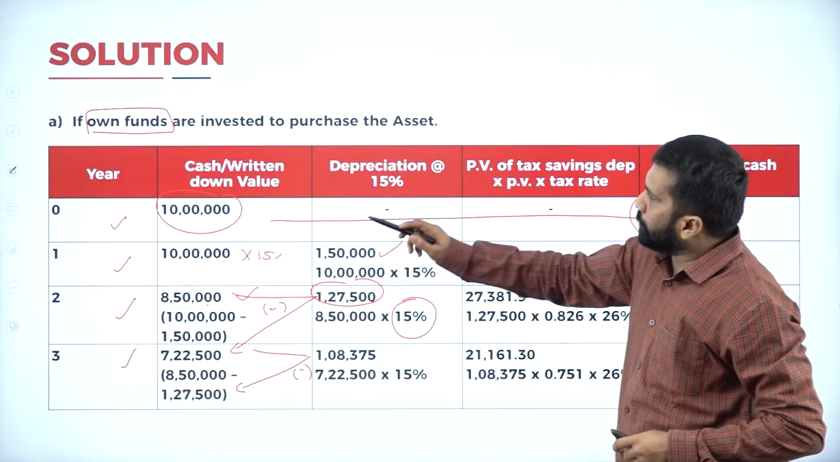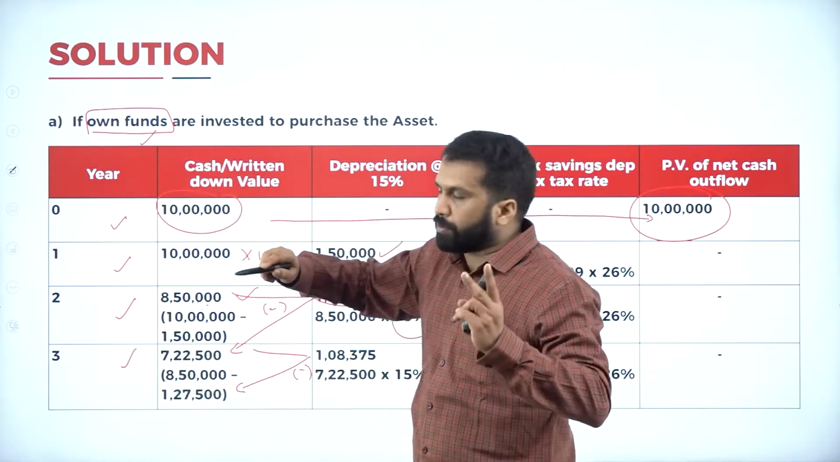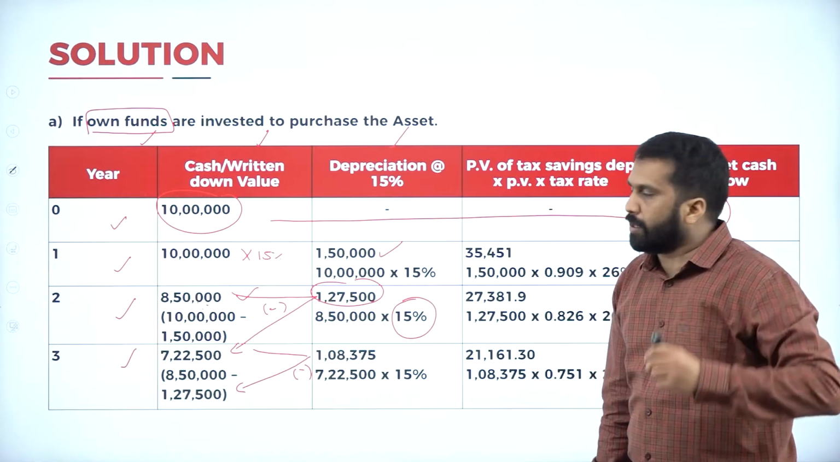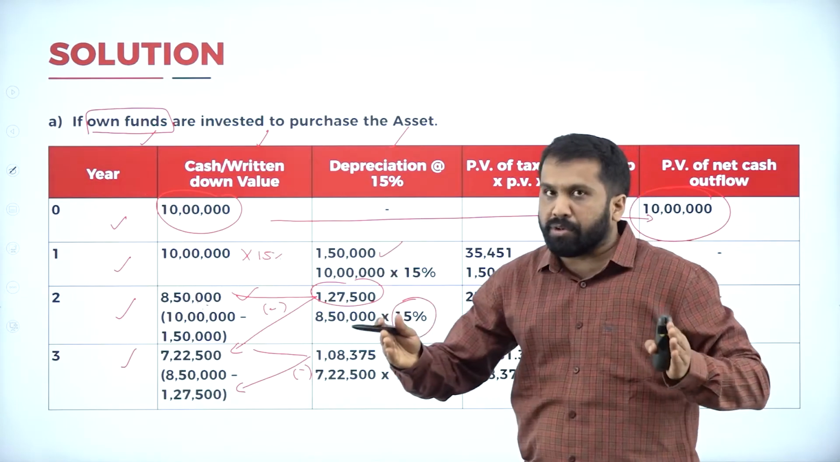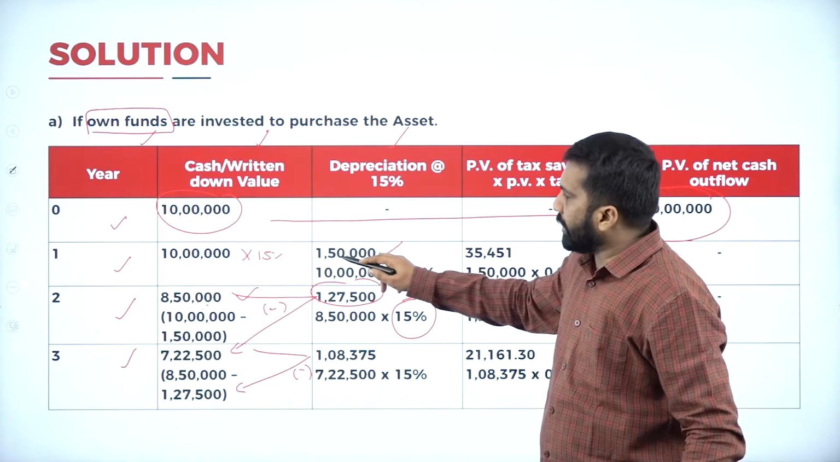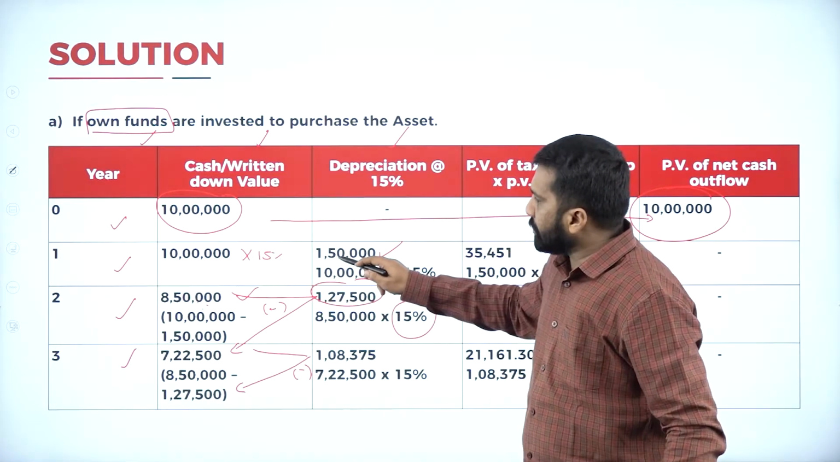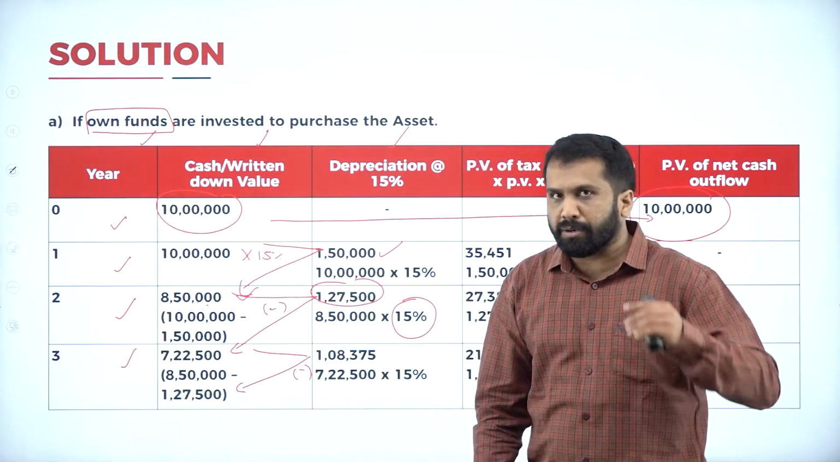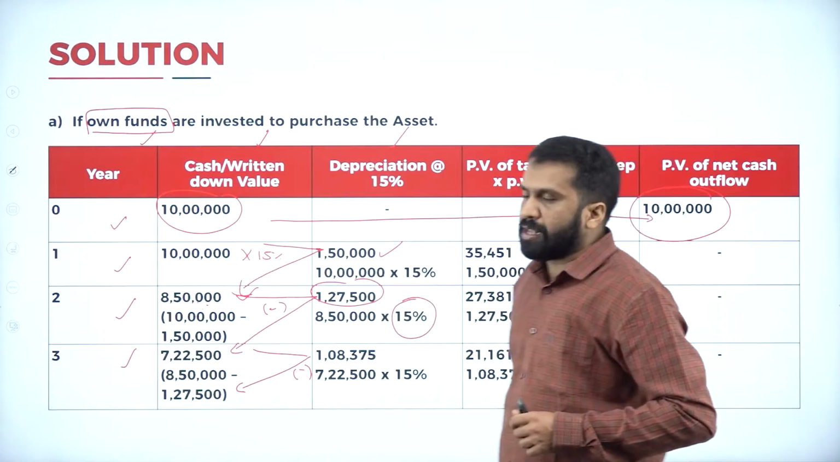Now, column 1, you are clear. Column 2, you are clear. Column 3 also clear. Remember, column 2, column 3, we do it simultaneously. Why? Because 10 lakh into percentage, you will get 1,50,000. 10 lakh minus 1,50,000, 8,50,000 you will get. Okay, hope you are clear. Yes. Column 3 also you are done.